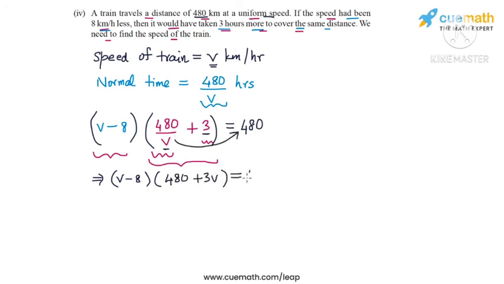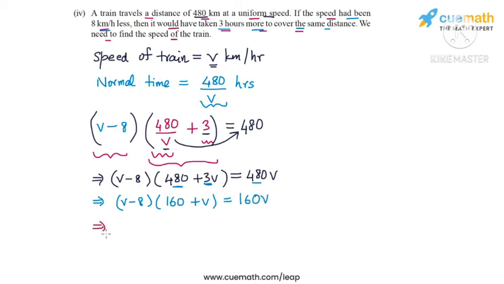So this becomes 480v. Now just to simplify things a little bit, we see that there is a common factor of 3 that can be taken out from both of these terms. So let's do that. So v minus 8, and if I take out a common factor of 3 from the second bracket, I have 160 plus v, and the common factor of 3 I divide on the right side, and that gives me 160v.